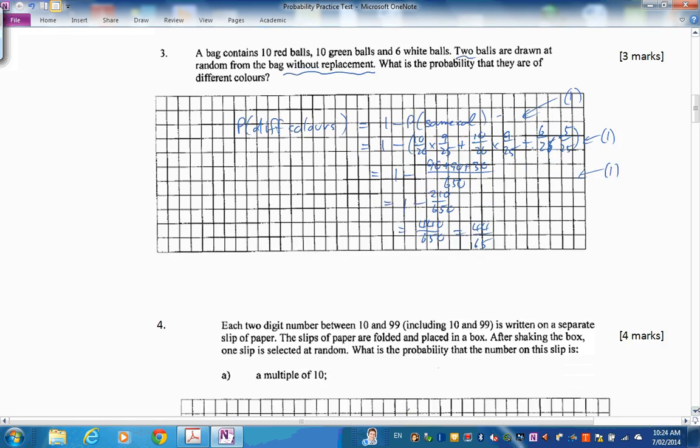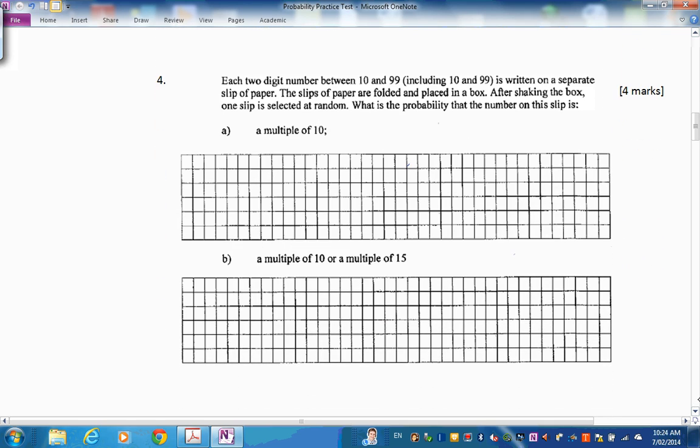Let's go down to the 2-digit number. Here we are, 2-digit numbers between 10 and 99. Take them away: 99 take 10 is 89. Include the ends. That's a total of 90 numbers, if you like to think of it that way. There are 90 numbers between 10 and 99.